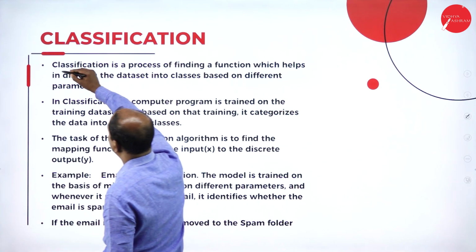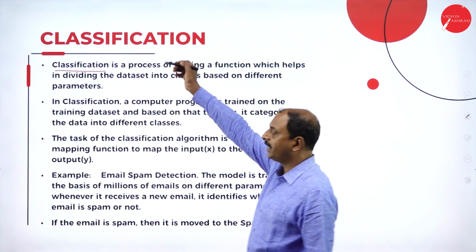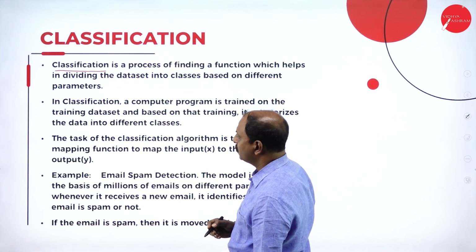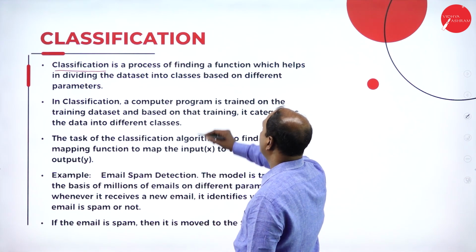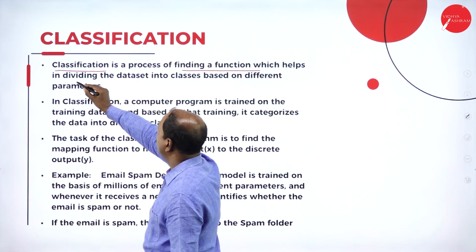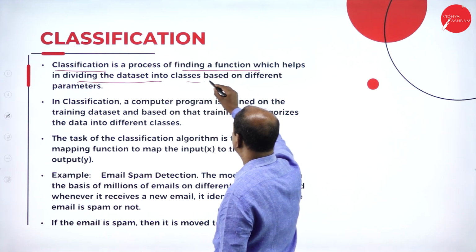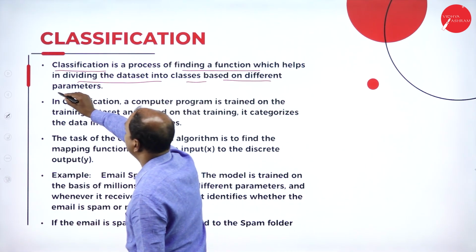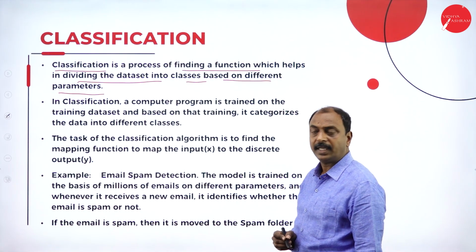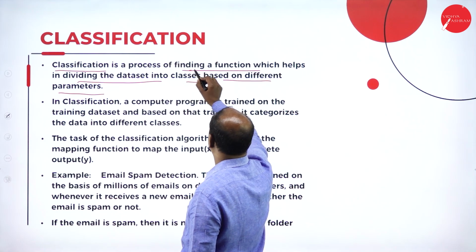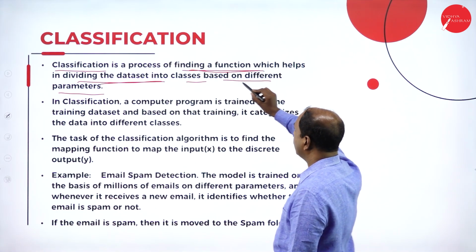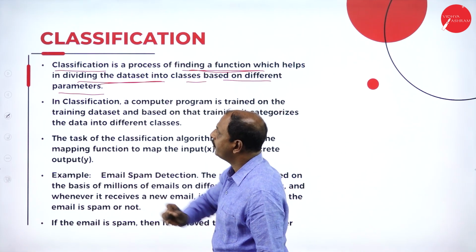One is called classification, a method of supervised learning. So what is classification? It is the process of finding a function which helps in dividing the data set into classes based on different parameters. This is classification under supervised machine learning.